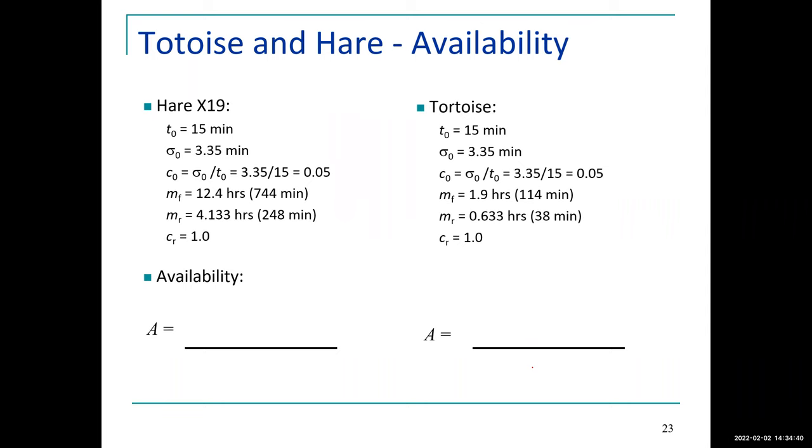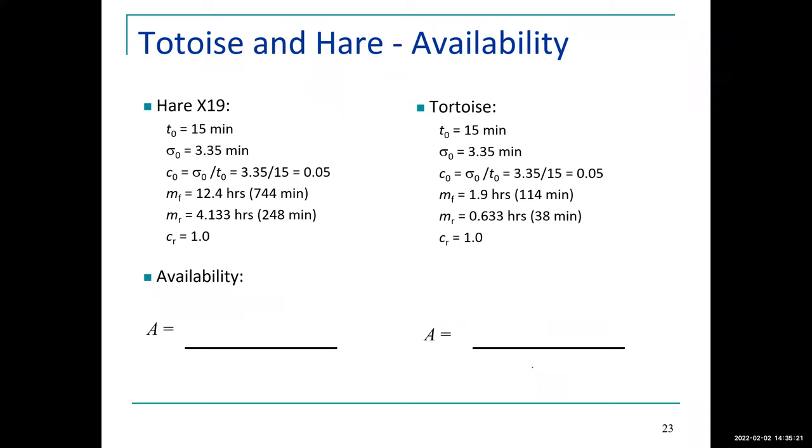For this one, the mean time to failure is almost 2 hours, and the mean time to repair is about 40 minutes. We want to compute the availability for these two and see if there's any difference. This one works for 12 hours and takes 4 hours to repair, but for this one the repair time is less, but it's operating less time. So is there any difference between these two in terms of availability?